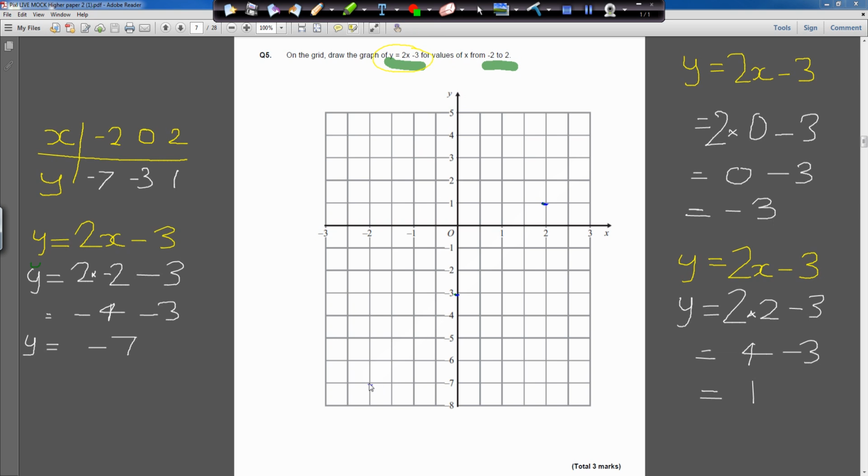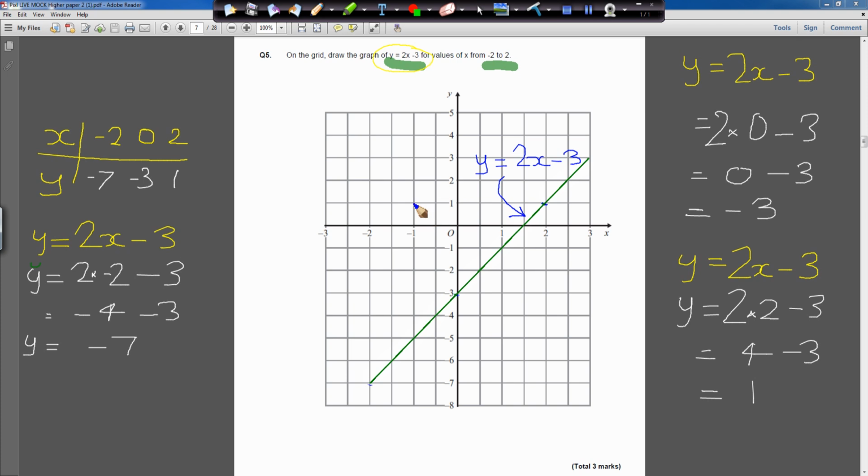So again, we're going to go from this point here, slightly like that, through this point here, and through that point here. And we can go past the point, that's not a problem at all. Lovely. So there's our line there. So we can now say quite confidently that y is equal to 2x minus 3 is this line here.